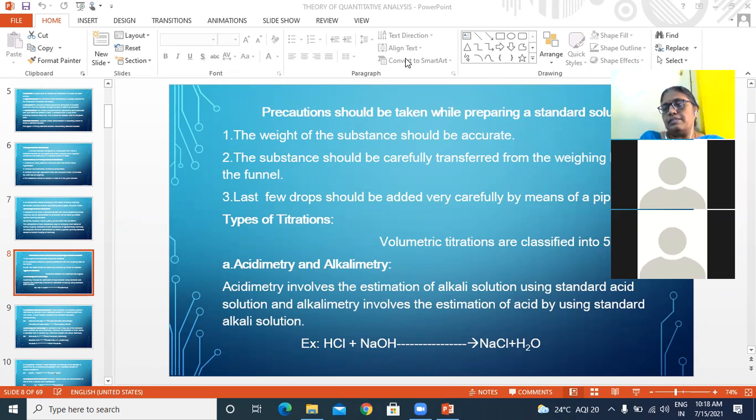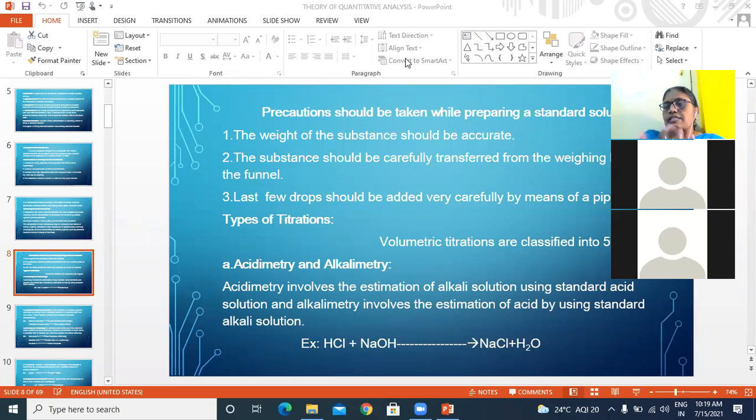Based on this primary standard solution, we prepare secondary standard solutions. How can we prepare the primary standard solution, and what precautions should we take? We have to weigh the substance accurately, and transferring the substance from the weighing bottle to the standard flask is very important. If you maintain all this, we can get the accurate value.